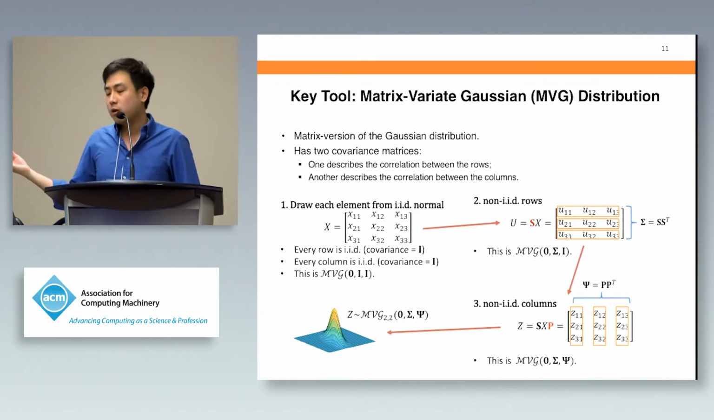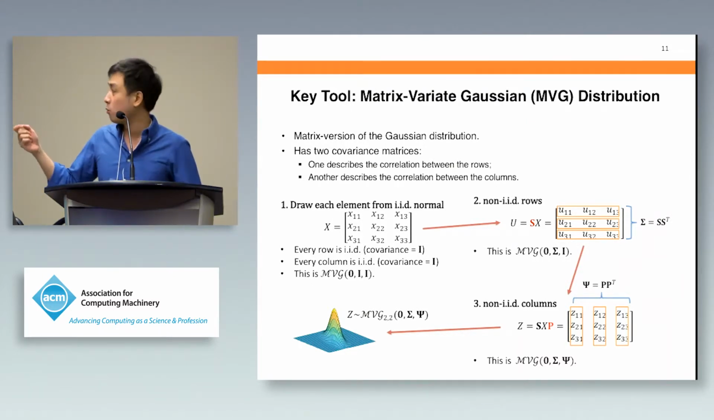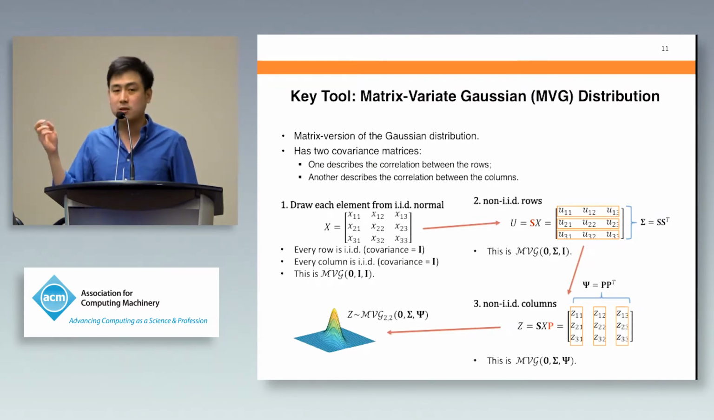Now, what if we want the rows to be non-i.i.d.? Well, you can do a linear transformation on the left, which I show as step 2 here. You multiply your random variable by matrix S. You get a new random variable, which is a matrix U. It turns out this U will have rows that are distributed with covariance sigma, which is a function of your S matrix. It can be shown that this U is distributed according to MVG with zero mean and a covariance sigma on the rows. But the columns are still i.i.d., so it still has covariance I for the columns.